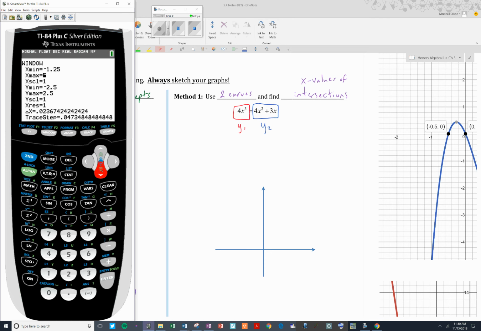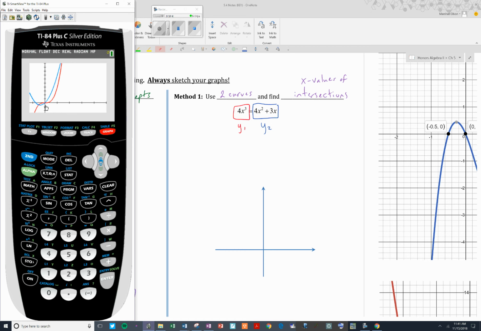So my y-axis, I actually don't mind that this is happening because I think it's good for you to see that sometimes your window is a little bit of a guessing game. It's okay to have to go back and change things. It just takes a while. And I'm still missing it. But okay, let's go ahead and find these intersections here.